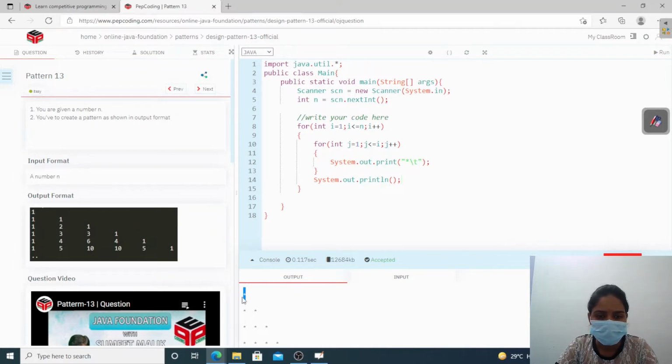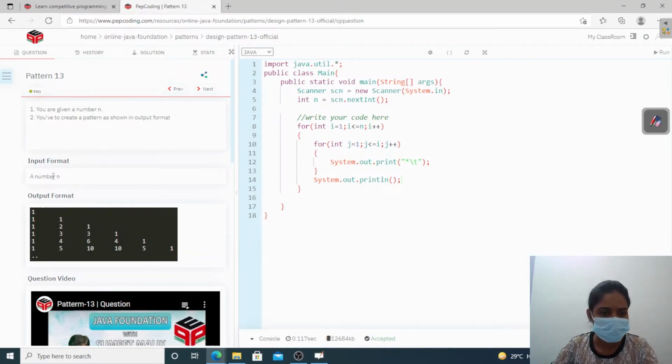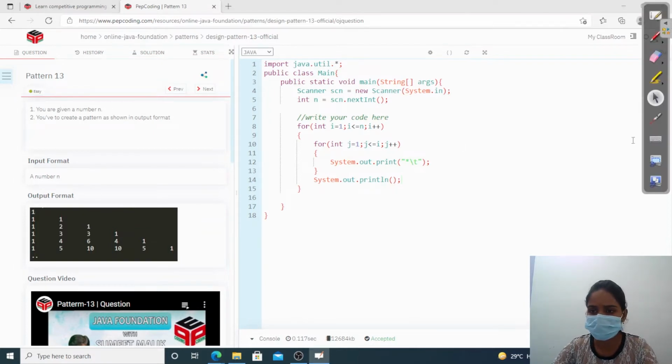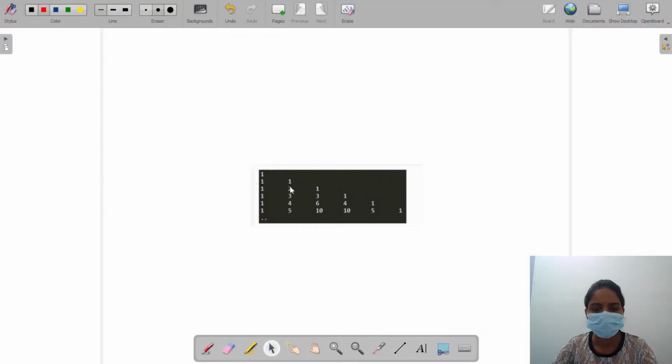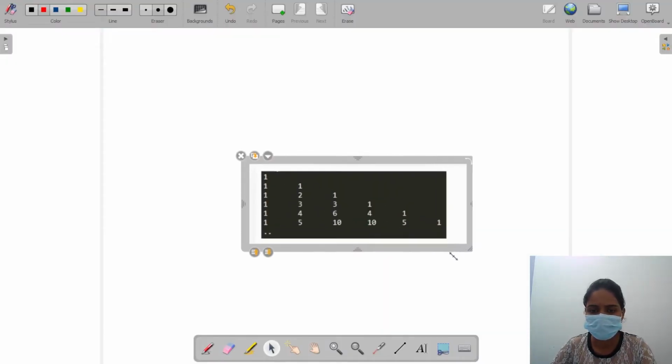In the first row we have one star. See here in this diagram, in the first row we have only a single 1. In the second row we have two numbers, that is 1 and 1. We will discuss how we get this 1 and 1, but at least we are getting two stars in the second row as well. Okay, so let's take this pattern on the board and discuss something.